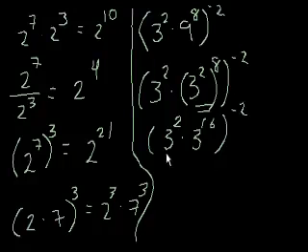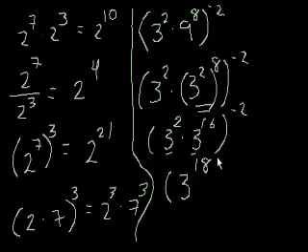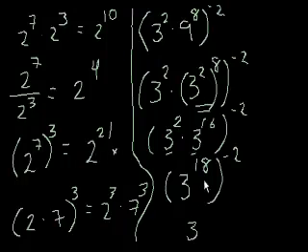Now we can use the first rule. We have the same base, so we can add the exponents, since we're multiplying them. So that equals 3 to the 18th power, right? 2 plus 16, and all of that to the negative 2. And now we're almost done. We can once again use this multiplication rule, and this is equal to 3 to the 18 times negative 2. So that's 3 to the minus 36.